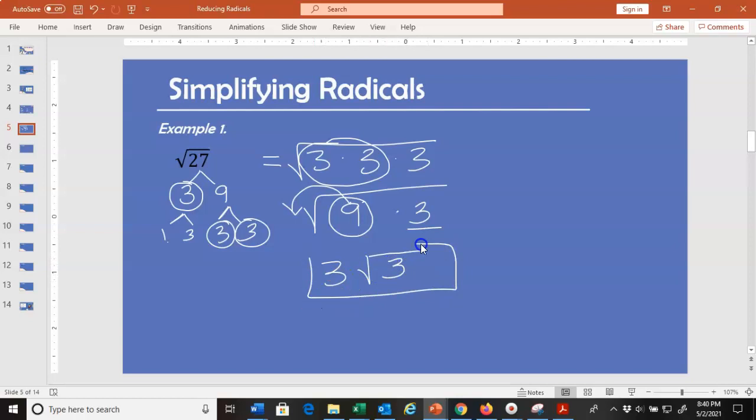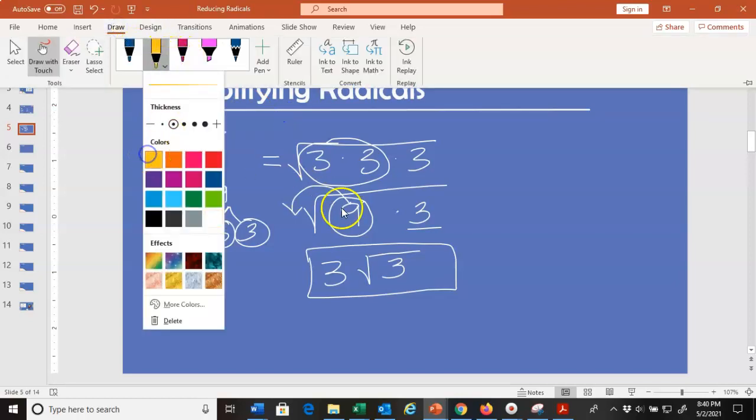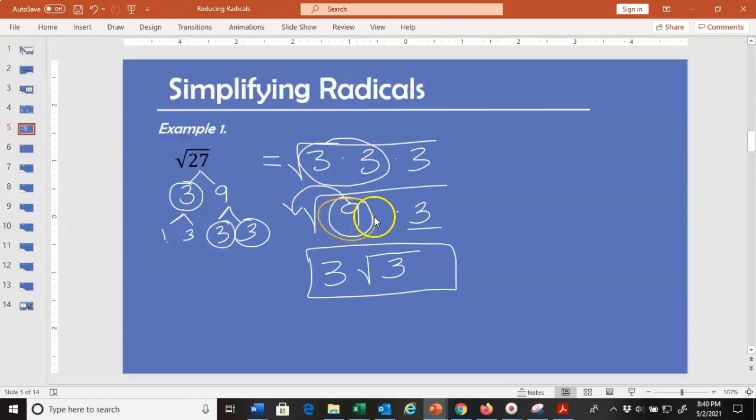That's it. That's how you take the square root of a non-perfect square. It's called simplifying. So you're trying to find perfect squares within the number. See, let me get a different color. We found the perfect square of 9 within 27. So we were able to go ahead and take the square root of 9 to get 3 and leave the other part underneath the radical bar.